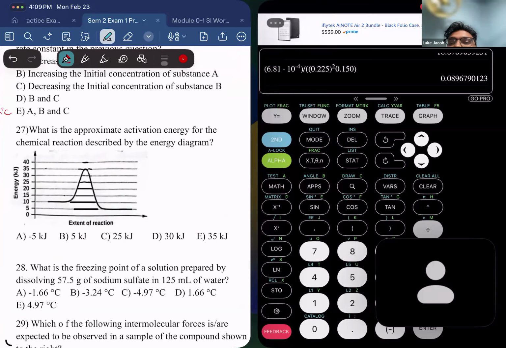27, what is the approximate activation energy for the chemical reaction here? So we can figure this out by looking at here. This is 35 and this is 10. So the answer is 25 kilojoules.